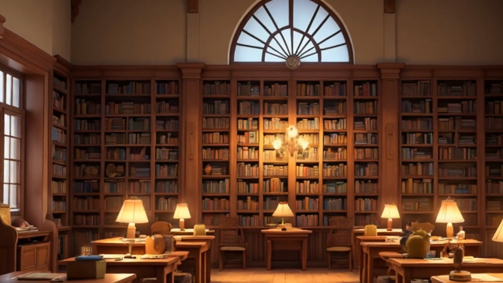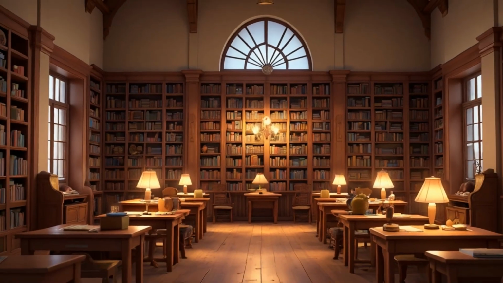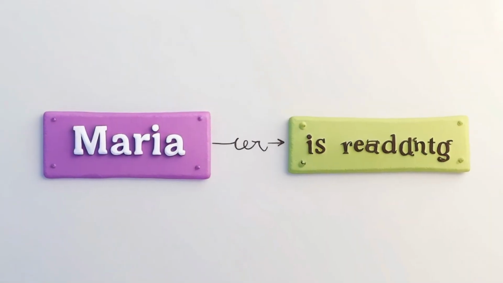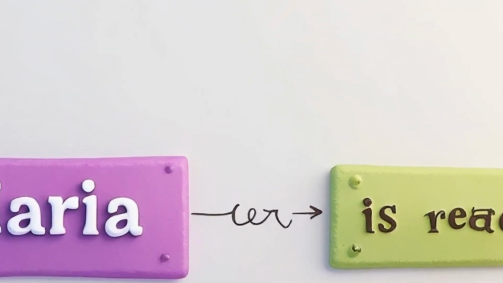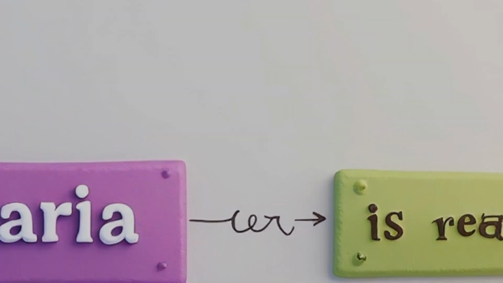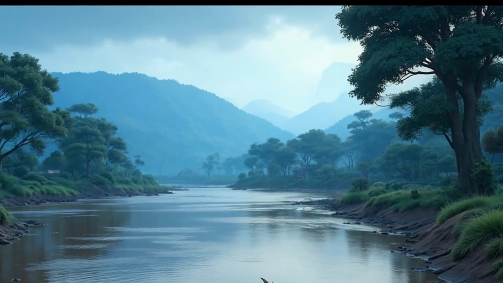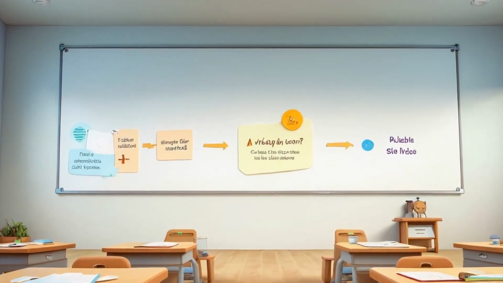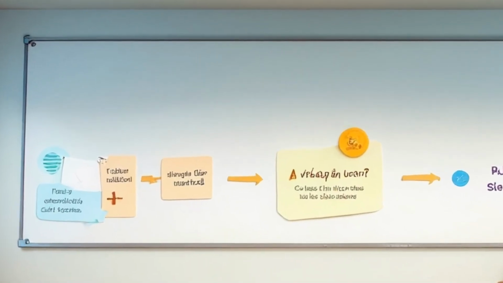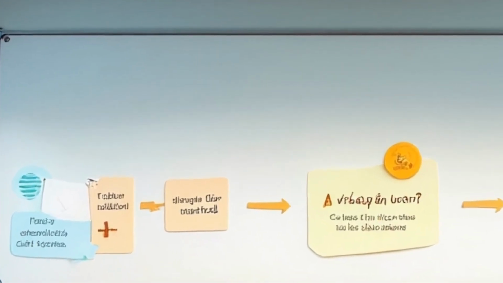A second example is "Maria is reading in the library." Again, the subject, Maria, and the predicate, is reading in the library, together create a full unit of meaning. A third example is "The river overflowed after the storm." This sentence is also complete because it tells us clearly what happened and to whom.